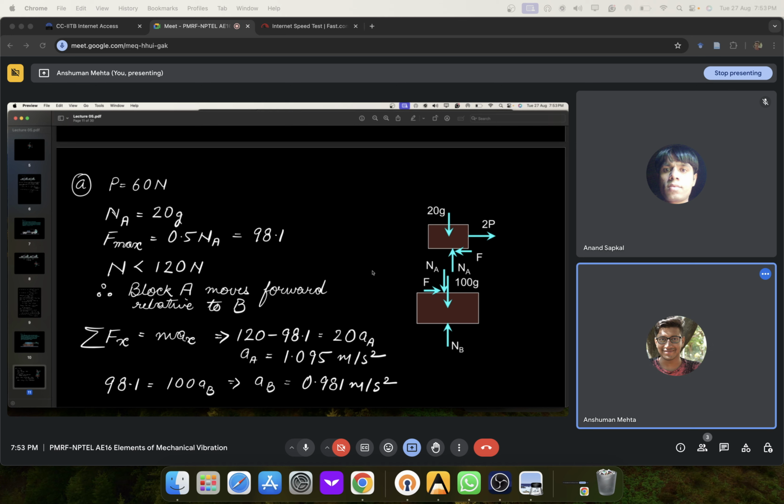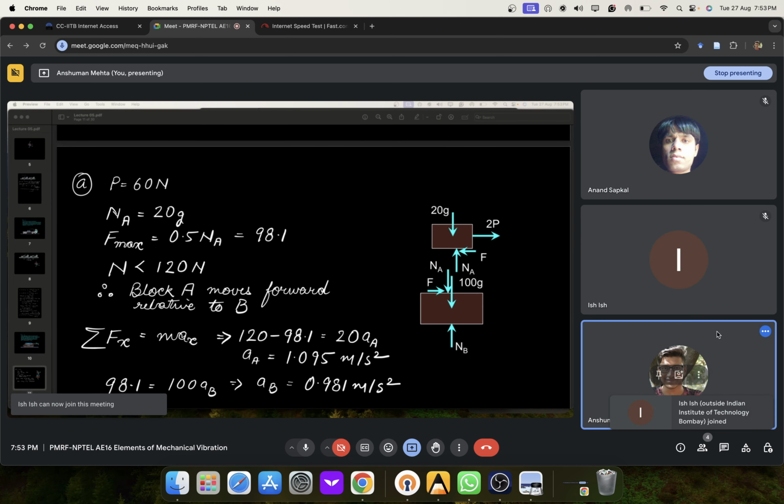And if we apply the force balance, this will give us 120 minus 98.1 is equal to 20 times the acceleration of A, which comes out to be 1.095 meters per second squared. Now 98.1 is equal to 100 AB. So this gives us the value of acceleration of B as 0.981 meters per second squared.